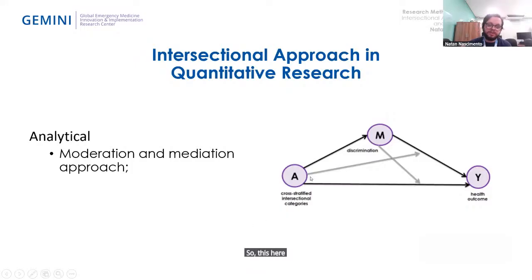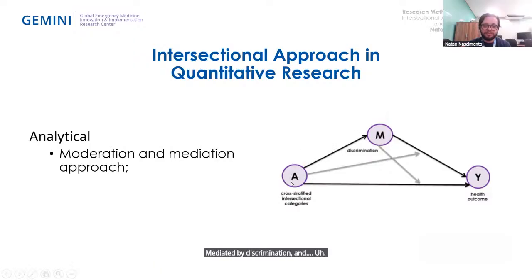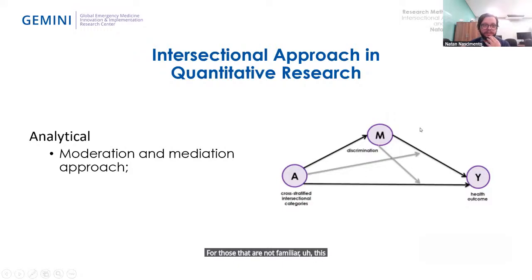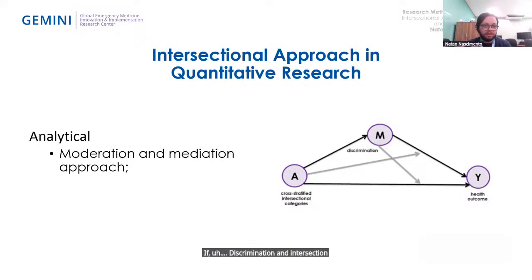So this here is based on the paper that I showed earlier. And it's talking about a health outcome. This health outcome is psychological distress, mediated by discrimination and moderated by cross-stratified intersectional categories. For those that are not familiar, these gray arrows here represent the heterogeneity possibility of the values here. But this analytical way of doing DAG cycles is really useful to understand causation, and the intersectional approach in quantitative research needs to go more towards that, because then we will be able to really understand if discrimination and intersectionality in this example are really related, and how this is related to a health outcome.